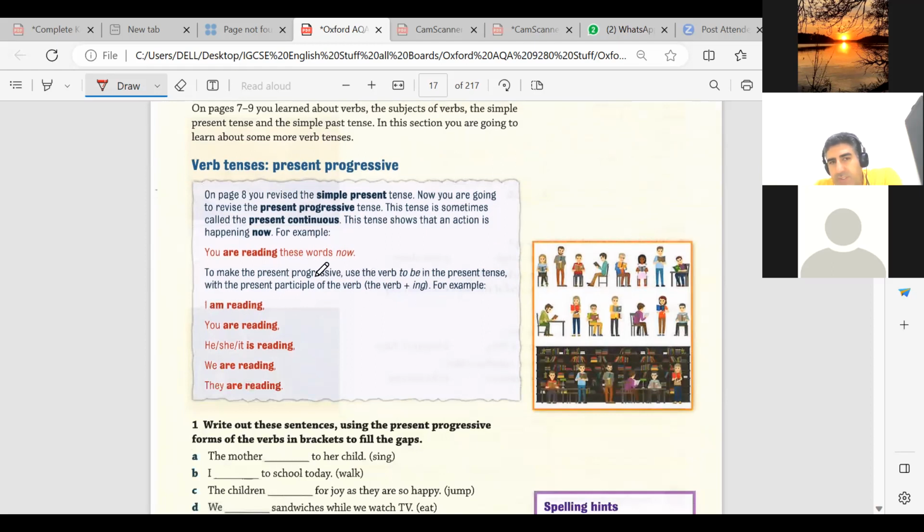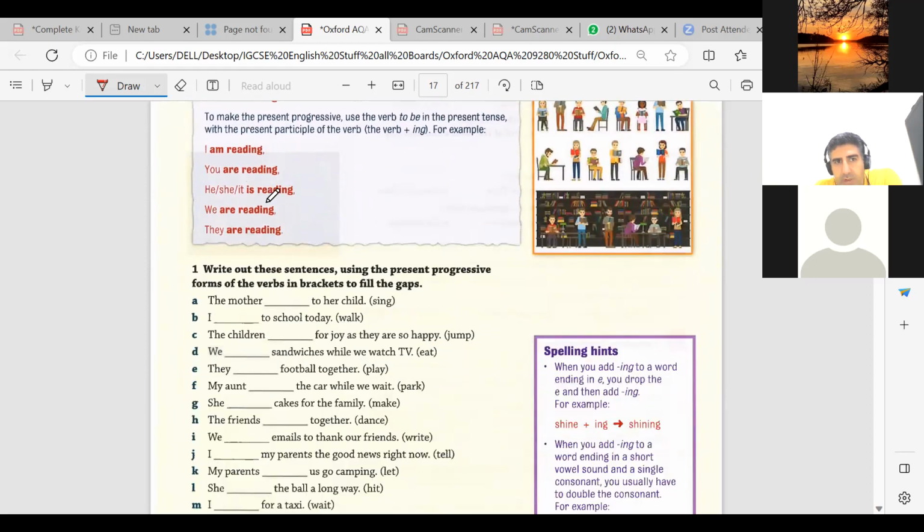And how do we use it? Just write verb to be plus ing. Okay? Clear? Like what? I am reading. You are reading. He, she, it is reading. We are reading. They are reading.